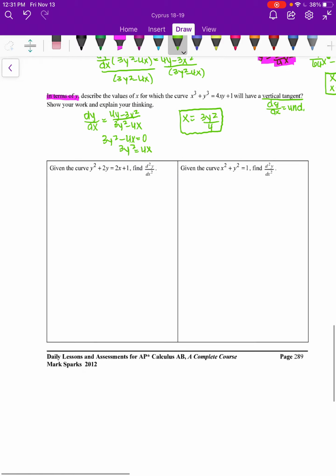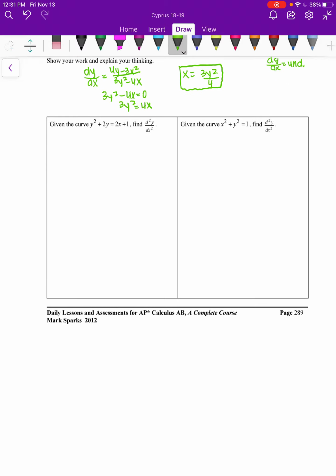Okay, last two. In these two boxes, they're giving us curves and they want us to find d squared y over dx squared. Don't know if you remember this from when we talked about notation, but this right here is the second derivative. So both of these are asking us to find the second derivatives for these curves.